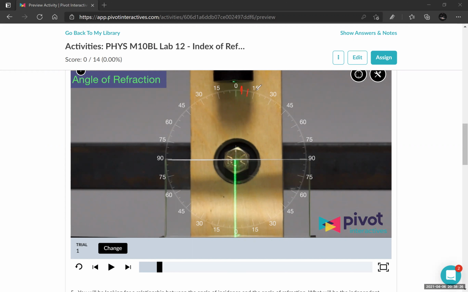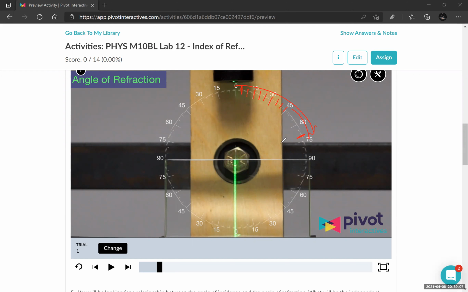So 5, 10, 15, 20, 25, 30, 35, 40, 45, and you're going to go all the way to about 70 degrees. That means you're going to have about 15 or so measurements. Every 5 degrees for the incident light, measure the refracted light. Make sure that you get all the data points, because sometimes students don't take all the data points. So make sure you go in 5-degree increments, all the way from 0 to about 70 degrees. I don't think it reaches 75, but I think it does reach 70 degrees. So you should be able to do that.